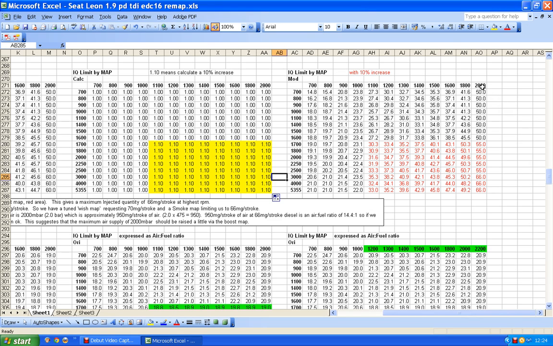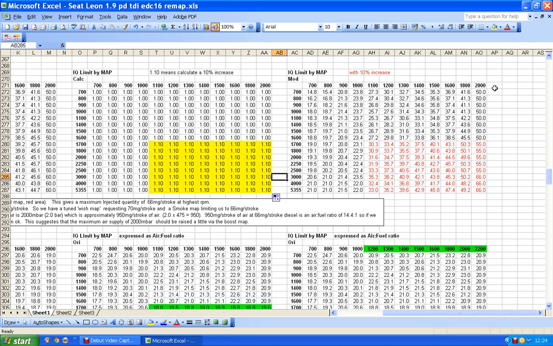So it would make sense to modify this a little bit further, either by making these values smaller or by increasing the amount of available air. And increasing the amount of available air on here means increasing the air pressure, and increasing the air pressure here obviously means increasing the boost.